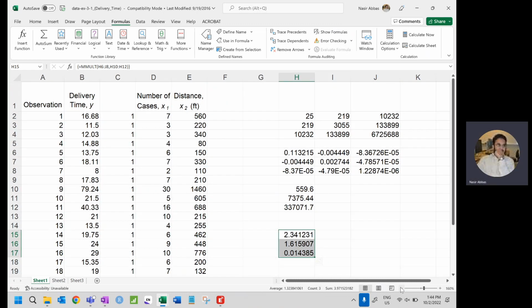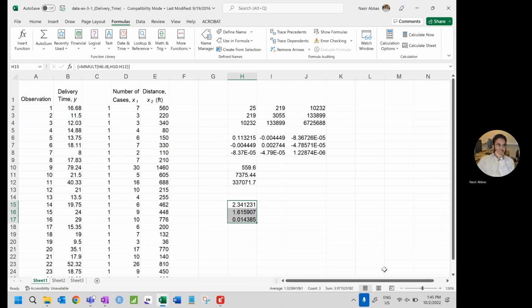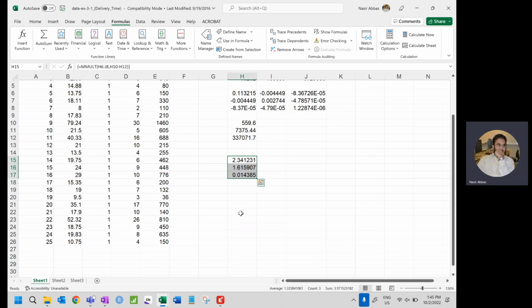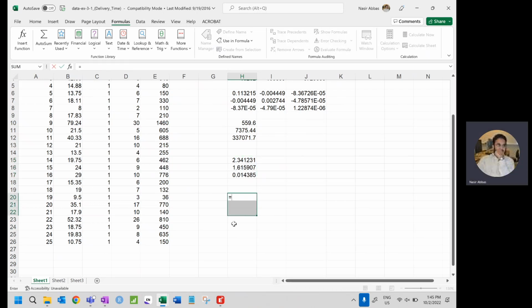Now, as I said, you don't need to go step by step. You can do all of this in one step. And also you don't need to give the names. If you want to go one step without giving the names, here you go. The first thing is you need to anticipate the final order of the answer. What is the final order of beta hat? 3 by 1.